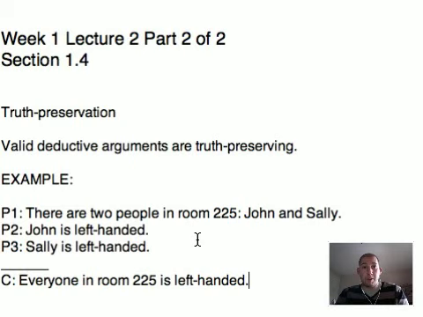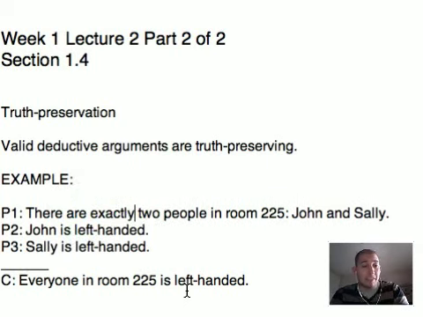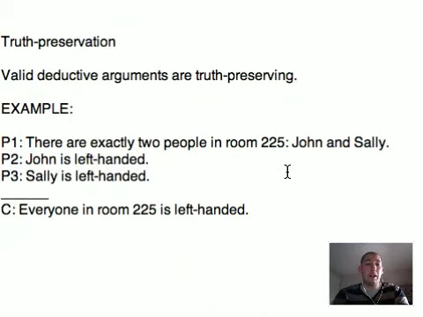One of the things you might notice is maybe there's a counterexample to this argument. This is a way of testing whether or not an argument is indeed deductively valid. If there are three people in the room, then it's also true that there are two people. So maybe there's another person in room 225, Paul, and Paul is right-handed, then the conclusion would no longer be true. But implicitly we're thinking that there are exactly two people in room 225, and it's only John and Sally. So to make this more precise, we should say there are exactly two people in room 225, John and Sally. And so now we have a valid deductive argument.